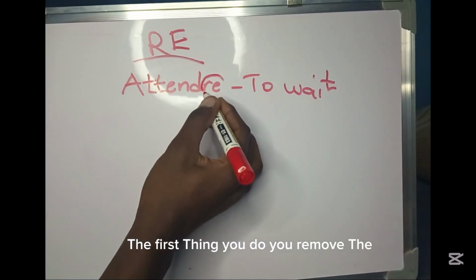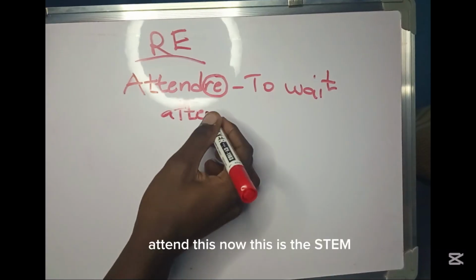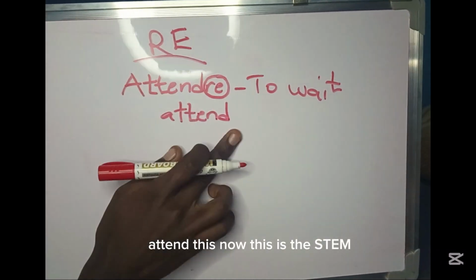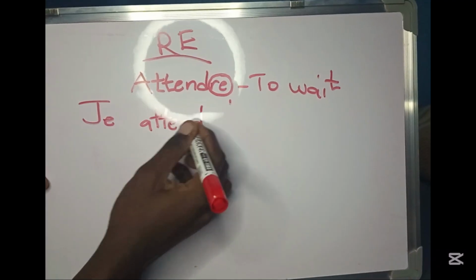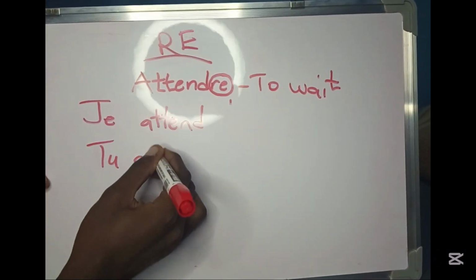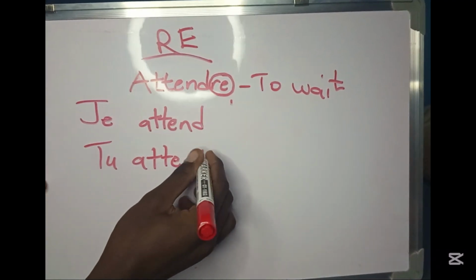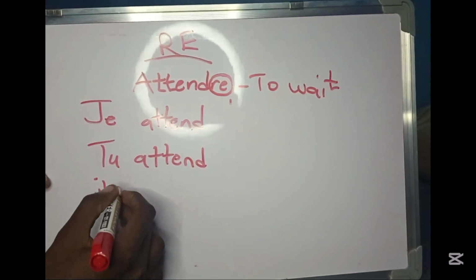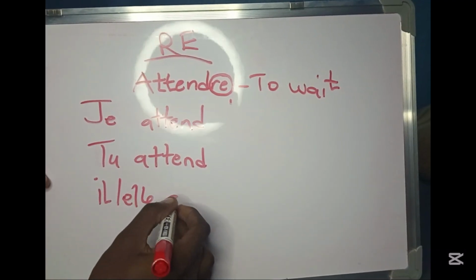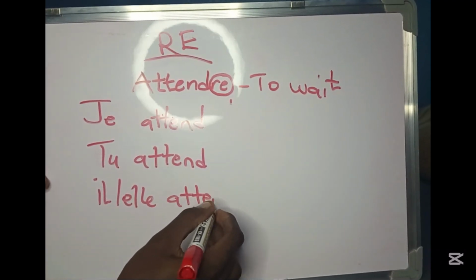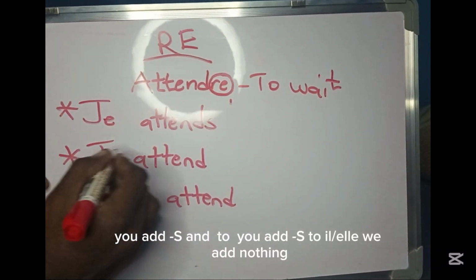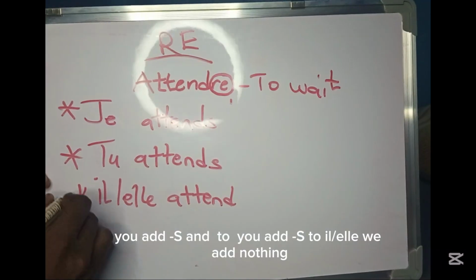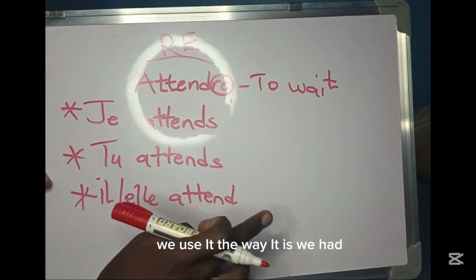So if you are conjugating it, the first thing you do is remove the RE. You remain with this: attend. Now this is the stem. J'attends. Tu attends. Il, elle attend. So to je, you add an S. To tu, you add S. To il, elle, we add nothing. We use it the way it is.